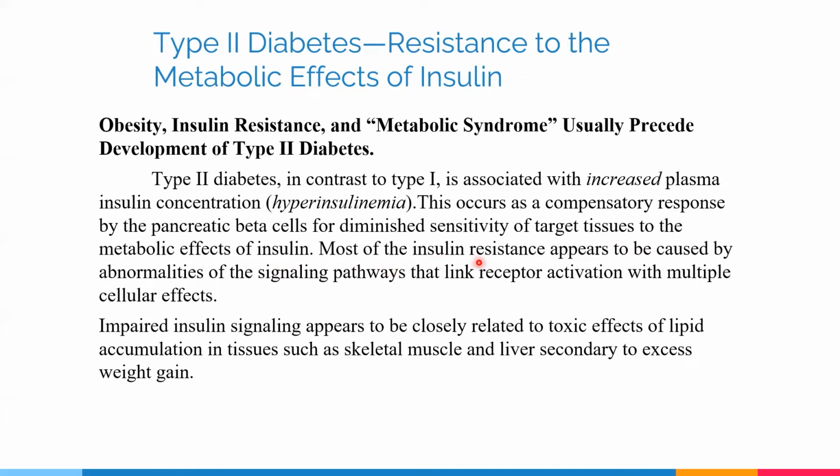Most of the insulin resistance appears to be caused by abnormalities of the signaling pathways that link receptor activation with multiple cellular effects. Impaired insulin signaling appears to be closely related to toxic effects of lipid accumulation in tissues such as skeletal muscle and liver secondary to excess weight gain.